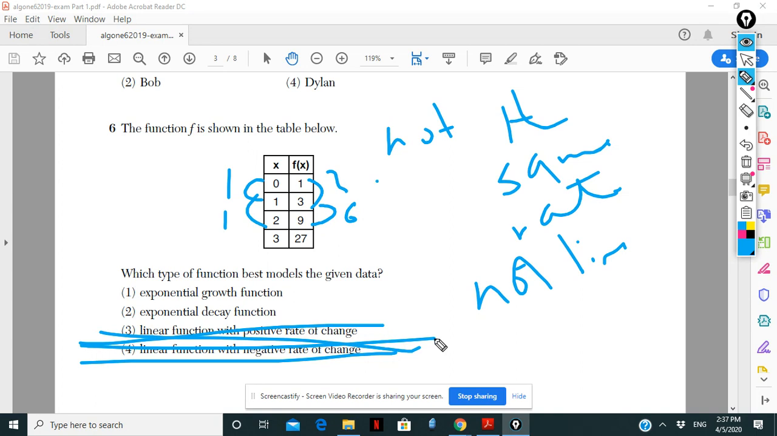Now, as you observe, y increases, so it's growth, not decay. So the answer is going to be 1. And you observe 1 times 3. So here I'm multiplying by 3, multiply by 3, multiply by 3. So it's an exponential function.